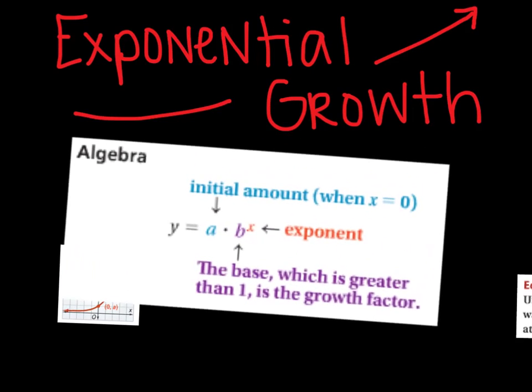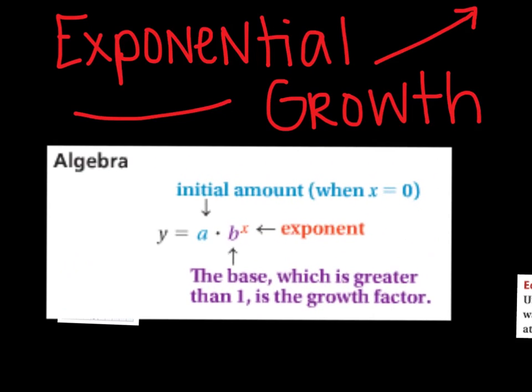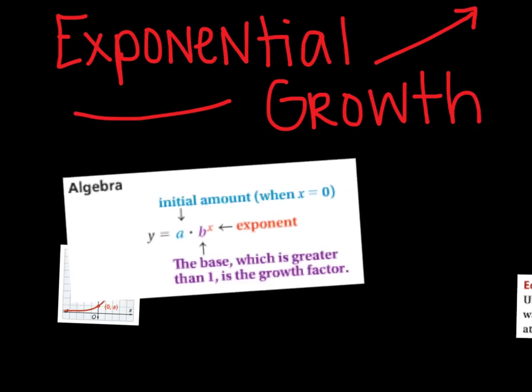Basically, here's the algebra behind it. A is your initial amount that you have, so when x is 0. And then you have B, the base, which is greater than 1. That is the growth factor. And then you have x, which is just the exponent.